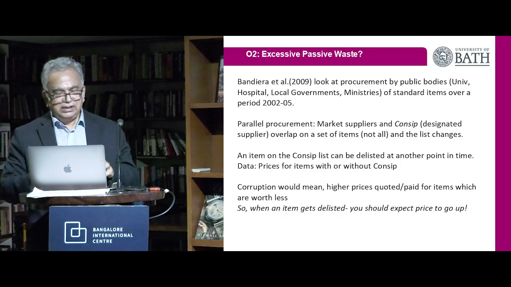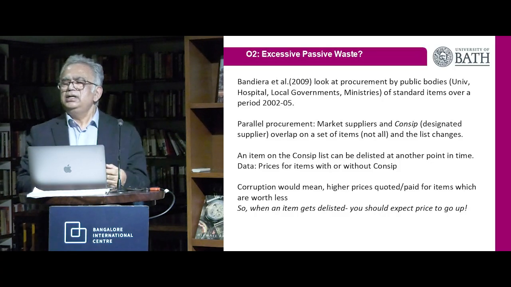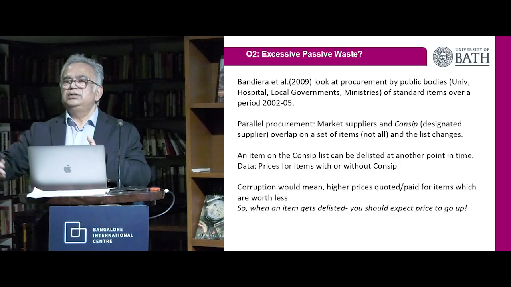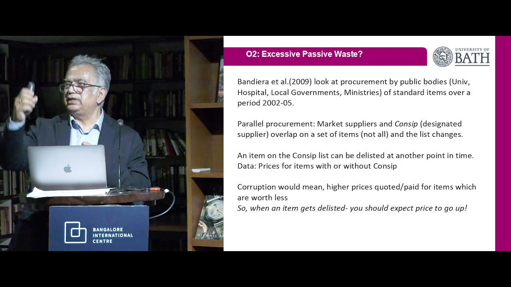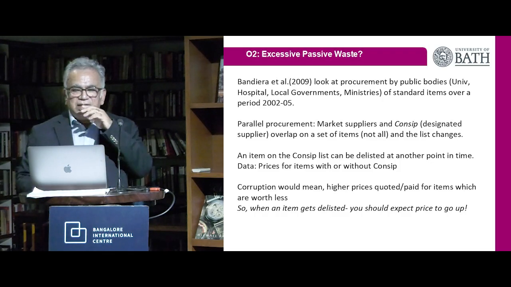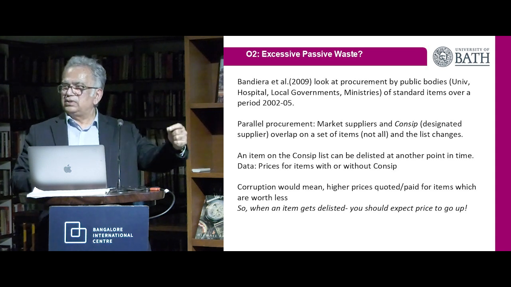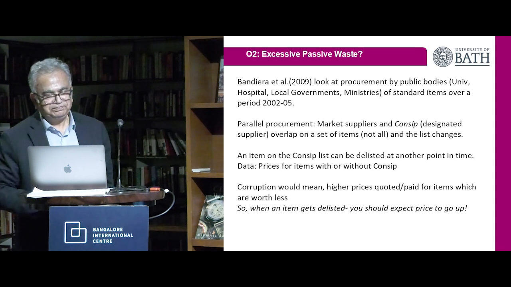Okay? So let's say a mouse, a clicker, let's say. Clicker this year is on the Consip list, but let's say next year it's delisted. So you buy it from market suppliers. Okay, so we can have this thing. Which means for the same item, I can get the listed price when it was on the Consip list, and I can get the open market price when it was bought.